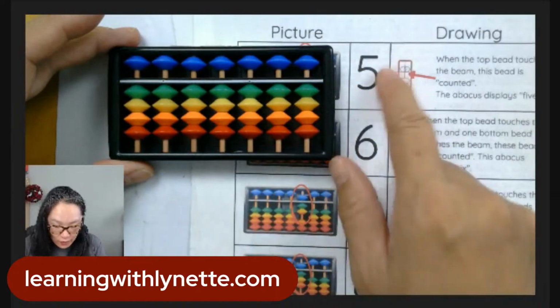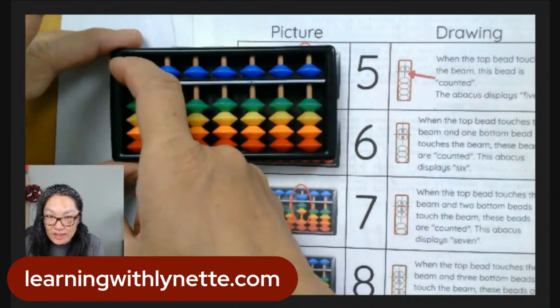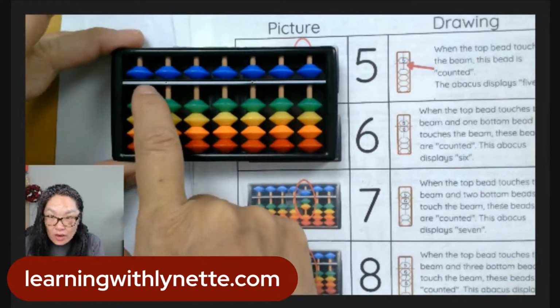So then what's after 4 is 5. 5 will always be the top bead. So this is all 5. When we look, all of these beads are touching.